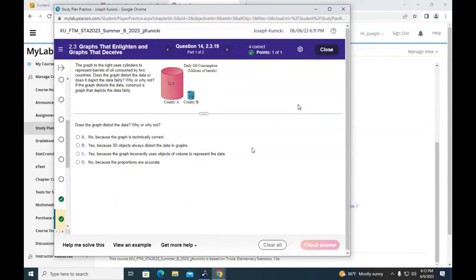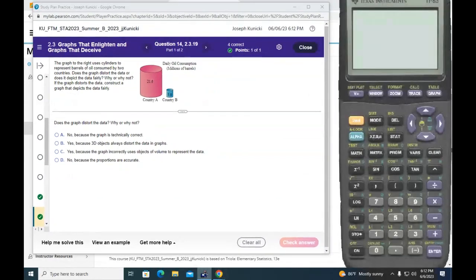Does the graph distort the data? It says that this is 21.6 and this is 5.9. That's less than this. That should be like 3.5 times as big as this, right? Let's see what it is. Let's get it exact. If I take 21.9 and divide by 5.6, it's 4 times. So this should be 4 times the size of that, is it? No, it's about 10 times. It's overwhelmingly huge. It doesn't really make a fair comparison.